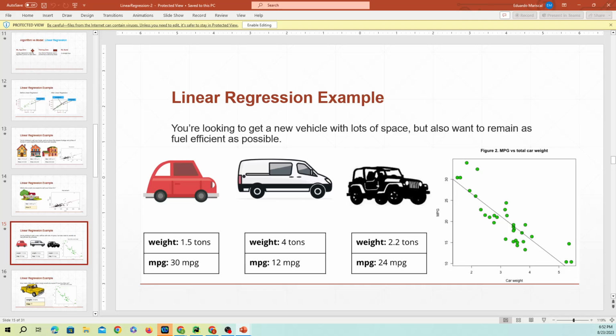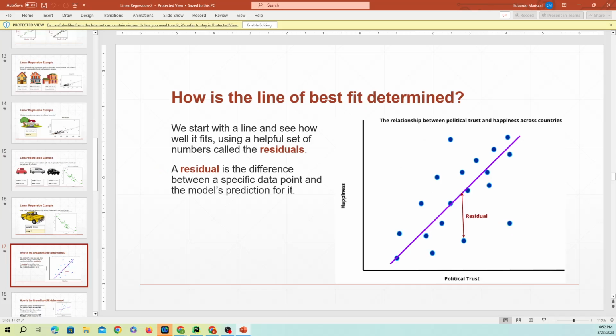So now, how does it do it? Now we're going to look specifically into the algorithm. What is the algorithm doing to learn from the data and make the model? How is the line of best fit determined? We start with a line and see how well it fits using a helpful set of numbers called the residuals. A residual is the difference between the specific data point and the model prediction for it. So this is how we start. This is how the algorithm works.